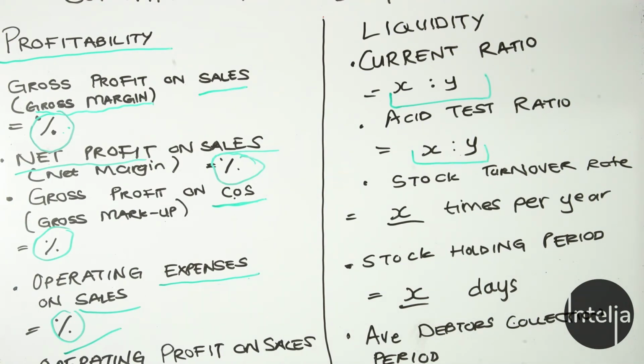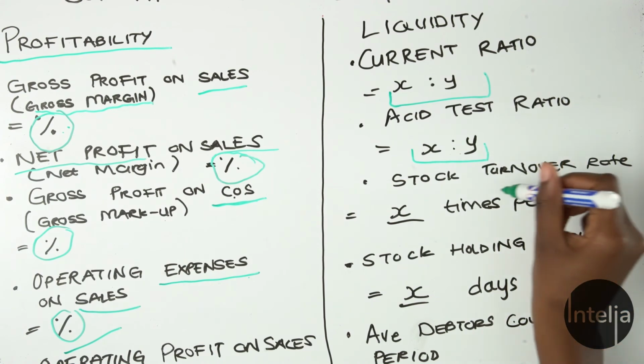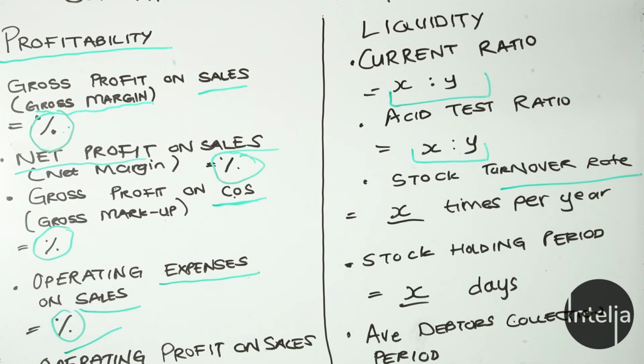The asset test ratio is similar to the current ratio, with the difference that the current ratio basically focuses on whether or not the business can meet its short-term obligations, and the asset test ratio does the same thing, excluding inventory, and that will make sense for you in the next set of lessons, right? Then we're going to look into the stock turnover rate, right?